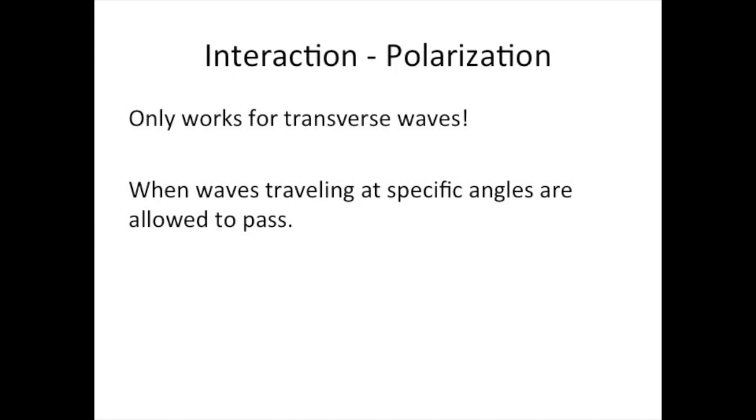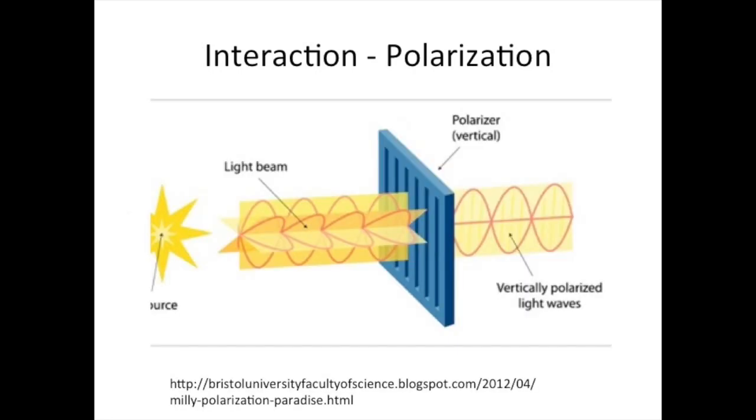Another type of interaction is polarization. This only works for transverse waves, and that's when you have, for example, light coming in at all different angles, going up and down, side to side, all this stuff. But it goes through some, kind of like a fence, a filter, and then only one orientation of light makes it through.